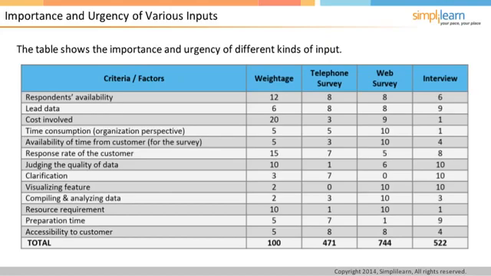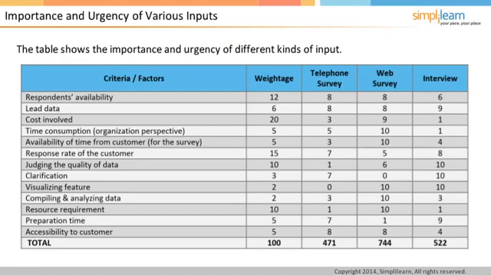In a similar way, calculate the total value for the remaining two methods. The total of other two methods are 744 and 522, respectively. Looking at the overall total of the methods, 744 is the highest. Hence, web survey is the best method for the organization to use for data collection.